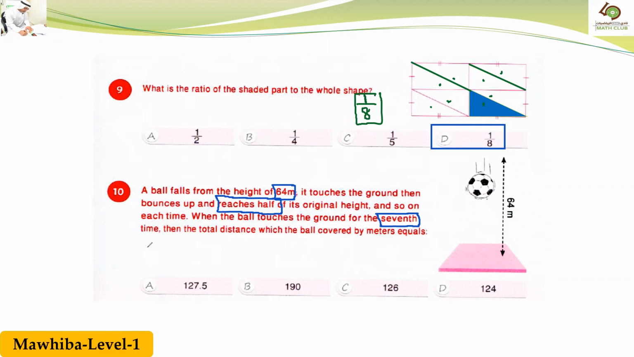The first time is 64, right? Then every time it touches the ground, it bounces up and reaches half. Then what is the half of 64?